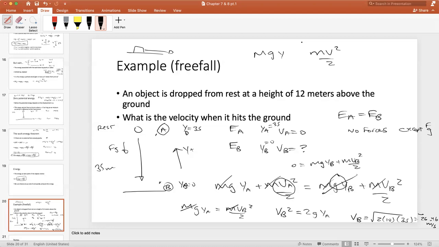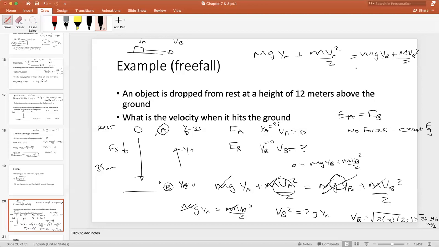This also tells you that if it's sliding on a surface and there's no external forces, say here it's VA and here's VB, well, this is MGYB plus MVB squared over 2. And since these first terms are equal, the second terms are equal, and the second terms tell you that the velocity doesn't change. And of course it doesn't change. Nothing's putting energy into the system. Nothing's taking energy out of the system. Therefore, the kinetic energy doesn't change.